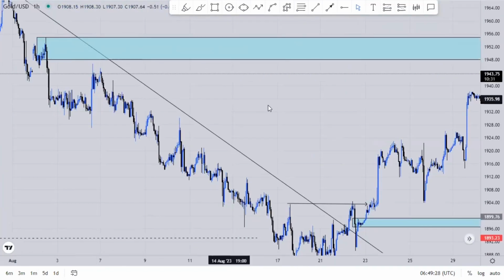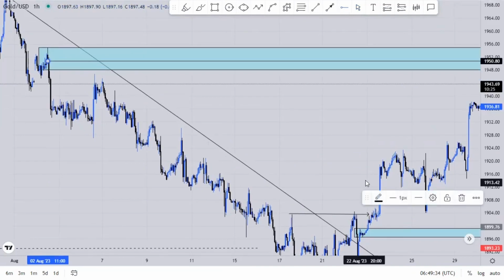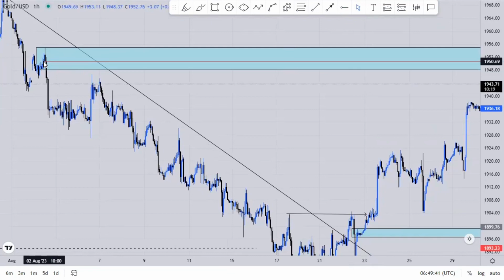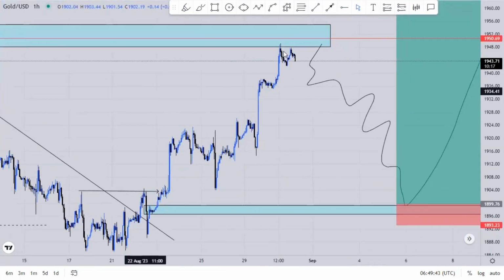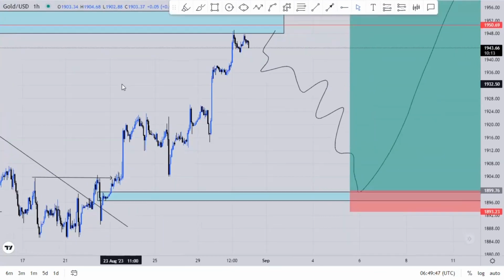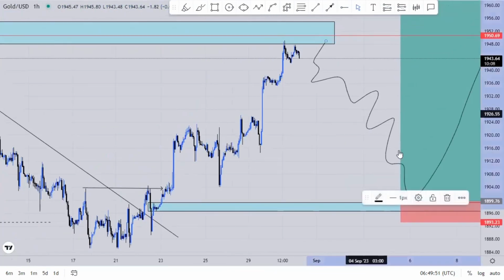Already we've tapped into the zone there. You can also see that this order block here, let me mark that. Let me put this red line, because there it can also reach out for this order block, which is inside the whole supply zone. You can reach out for that before it ultimately drops. So let me hide this.